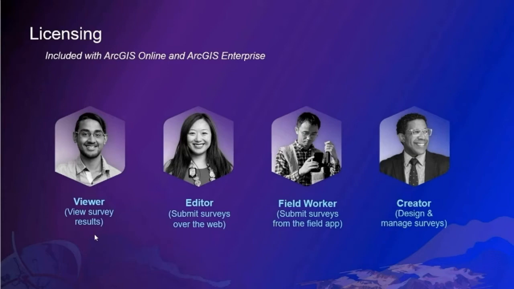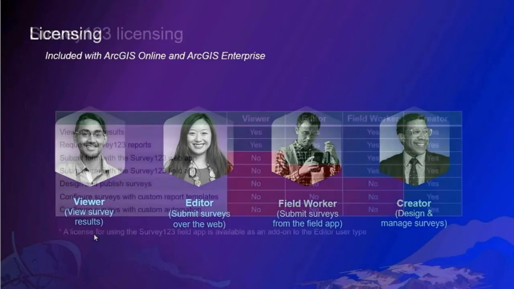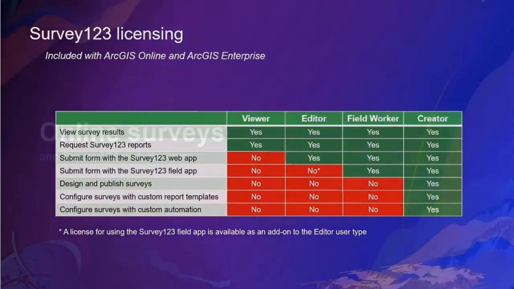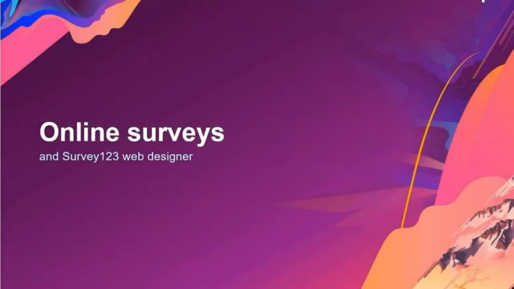Finally, if you have a viewer user type, you won't be able to submit responses to surveys necessarily, but you will be able to view survey results and even generate Survey123 reports as well. For your reference, here is a table showing the exact things that each of the user types can do with Survey123. Okay, so that was the introduction.